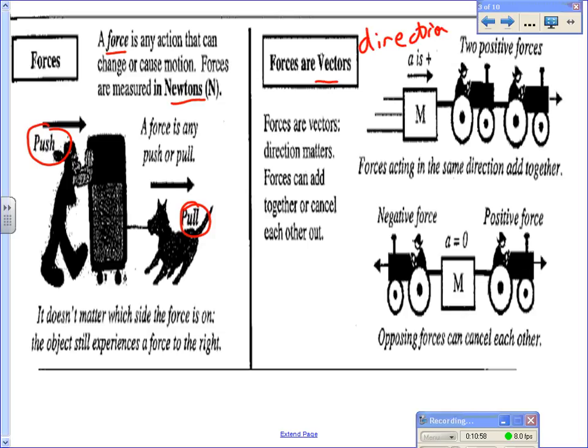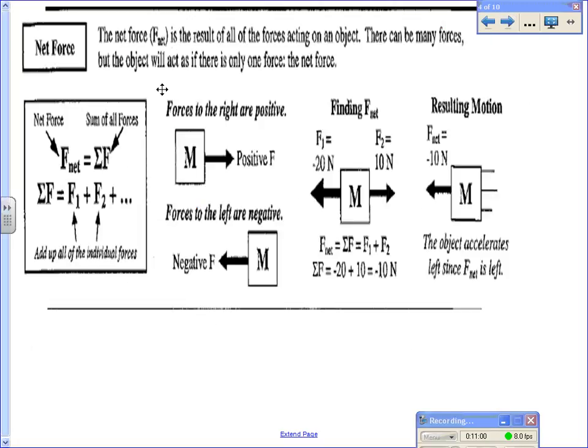And that's why we worked on vectors so much. Net force. Net force is when you add up forces. So let's look at this one. Let's take that negative out. Let's say 20 newtons left is applied and 10 newtons right is resisted.